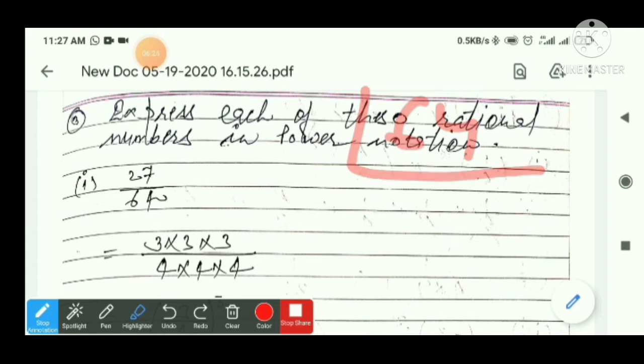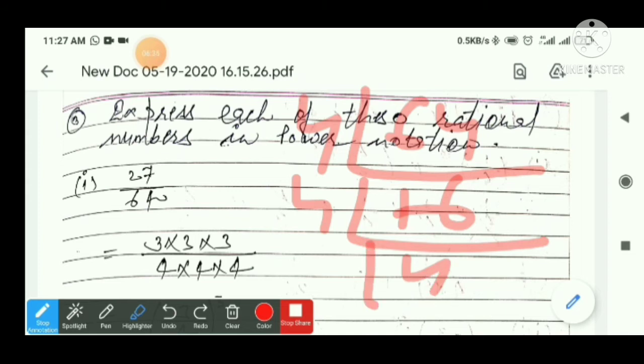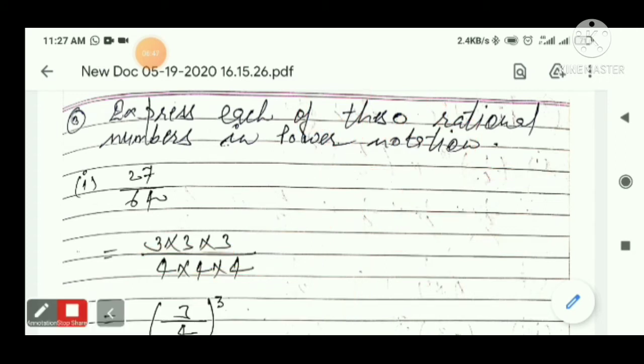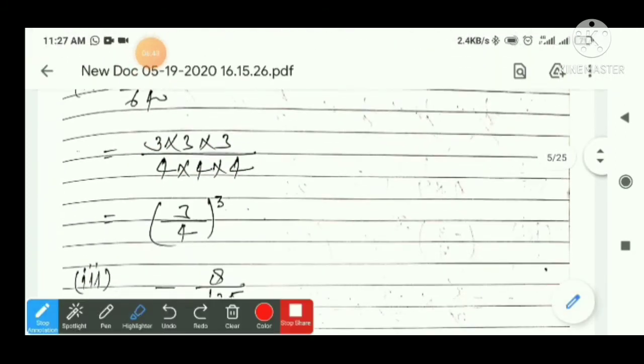So it will be divided by 4. 4 sixteens are 64, 4 fours are 16, and 4 ones are 4. So students, 4 is repeating 3 times, 4 multiplied by 4 multiplied by 4, and 3 is also repeating 3 times, 3 into 3 into 3. So we have to write this as (3 upon 4) raised to the power 3.